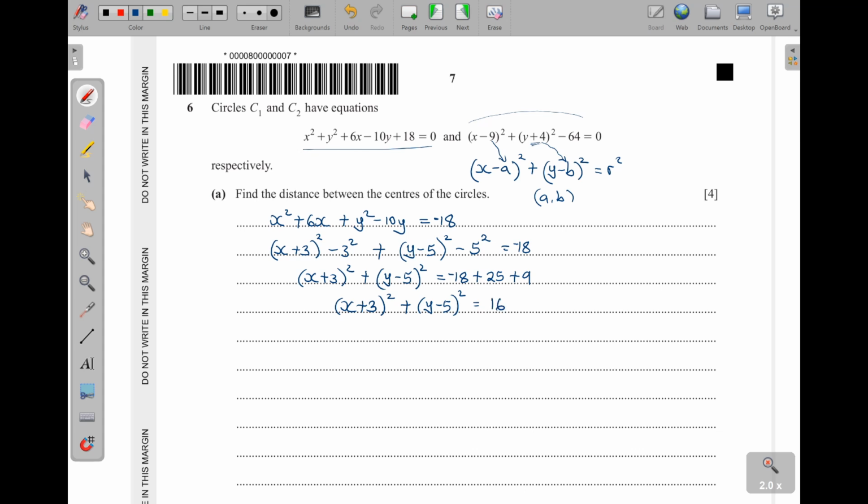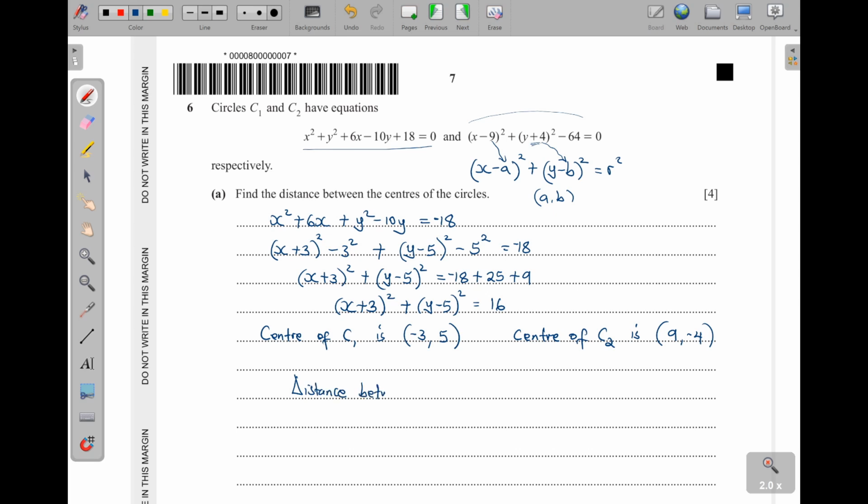That means the center, okay, the center of C1 is, so here we shall have negative 3 and then 5, okay? And then the center of C2 is 9, negative 4.